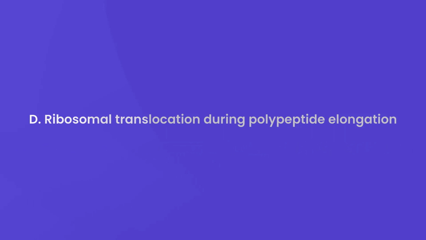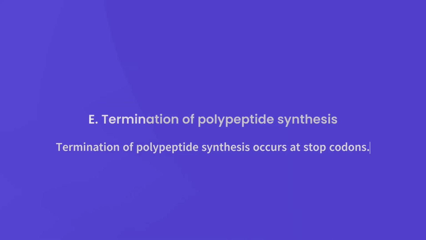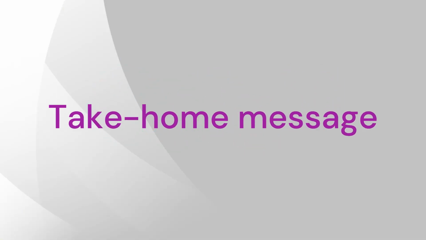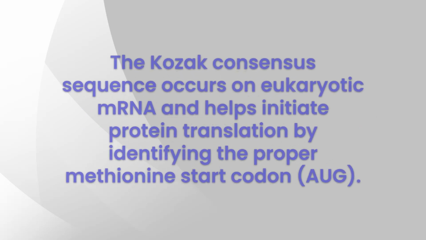E. Termination of polypeptide synthesis. Termination of polypeptide synthesis occurs at stop codons. Mutations in stop codons or non-stop mutations can result in continued and inappropriate translation of mRNA into the 3' untranslated region, producing an excessively long, non-functional polypeptide. Your take-home message from this question is that the Kozak consensus sequence occurs on eukaryotic mRNA and helps initiate protein translation by identifying the proper methionine start codon, AUG.